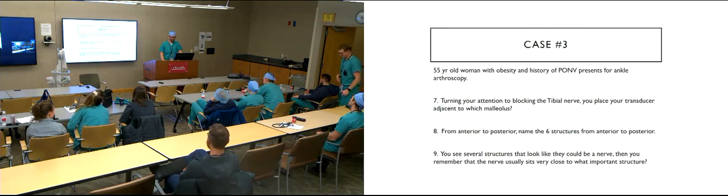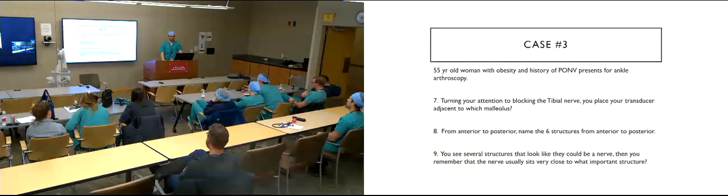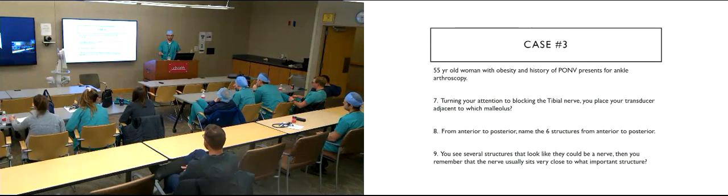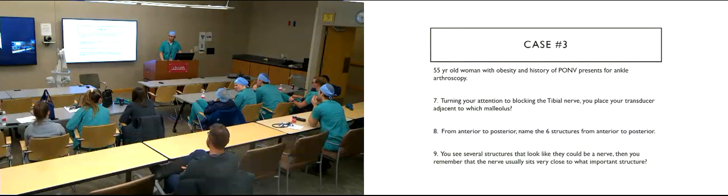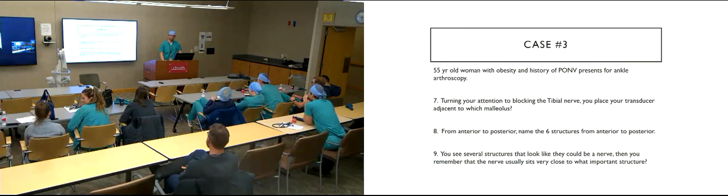So remember that one. You see several structures that look like they could be a nerve, and you remember that the nerve usually sits very close to what important structure? The artery. Yeah, so a good bet is that the nerve is right next to the artery. We see it all throughout regional anesthesia. In this case, if you don't see a good tibial nerve, you're going to put it around the artery. You'll be just fine.